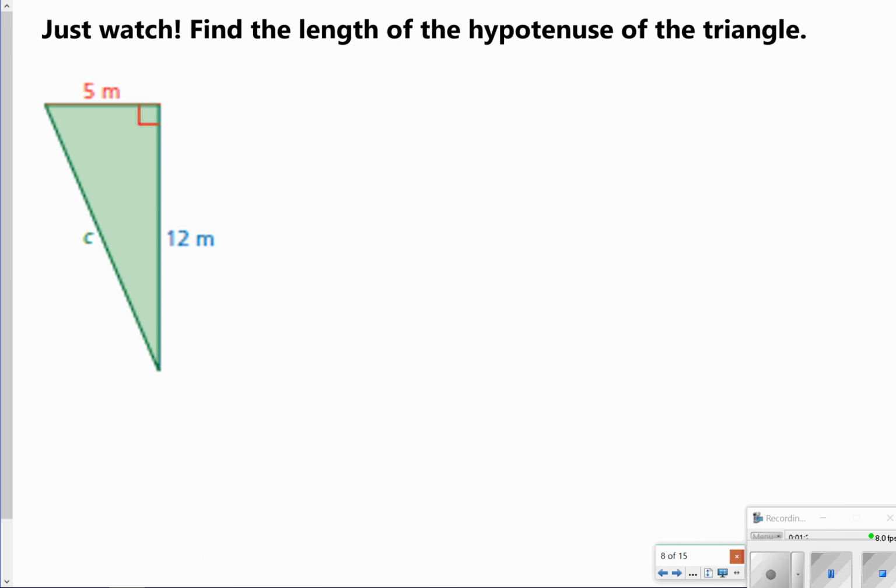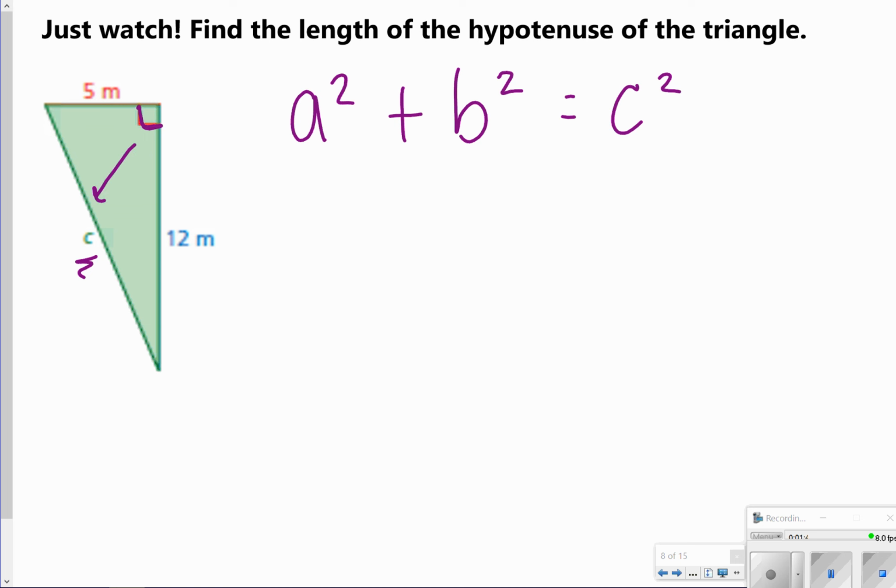So this first one, you're just going to watch how it's done. The first thing I'm going to do is write down my Pythagorean theorem. A squared plus b squared is equal to c squared. Then I need to figure out what's a, b, and c. Notice how c is the one that's missing. It's also the hypotenuse, across from the right angle, which means that the numbers touching the right angle are going to be a and b.